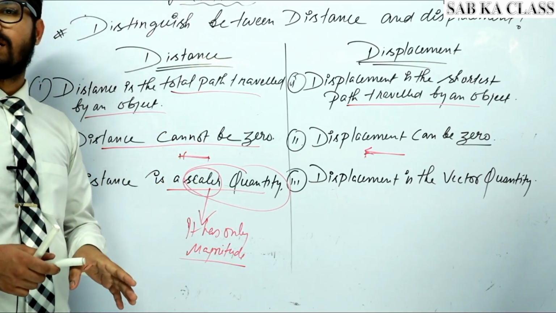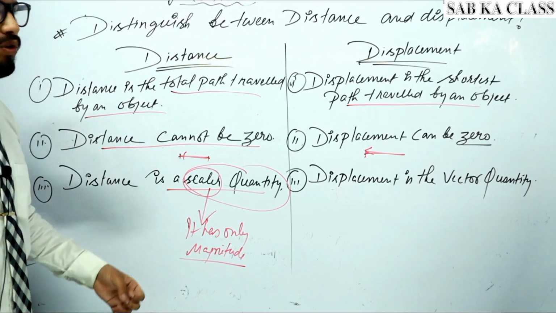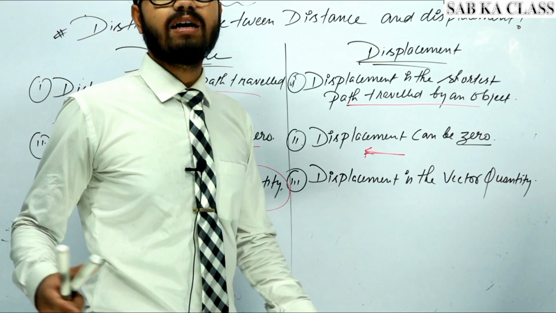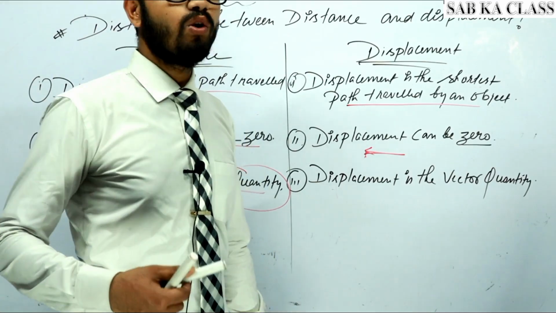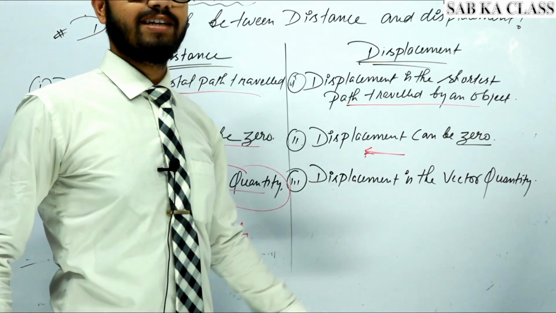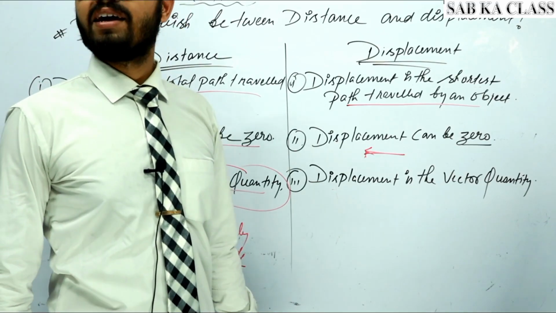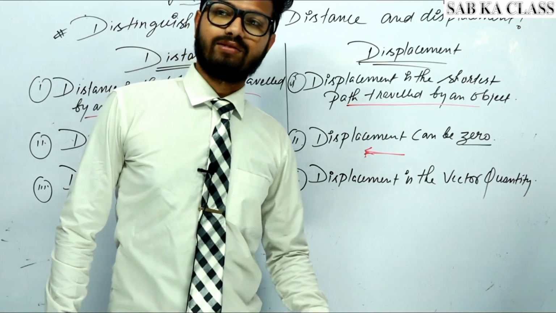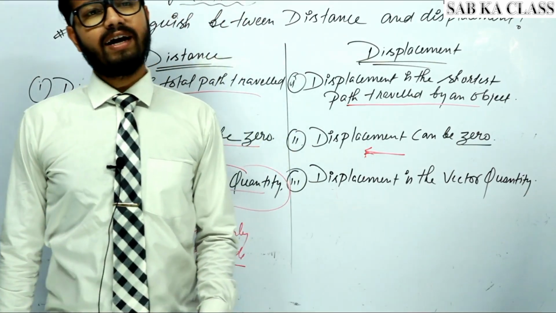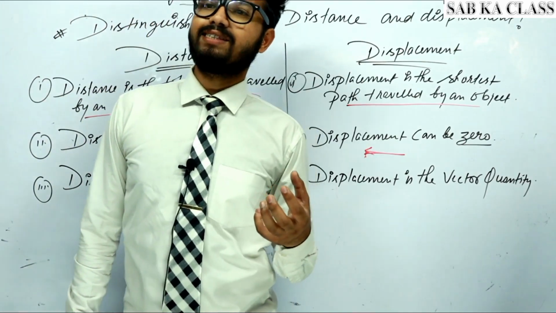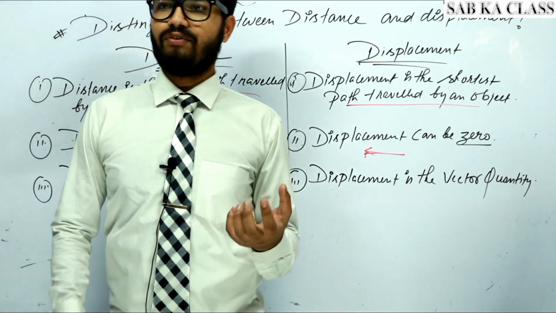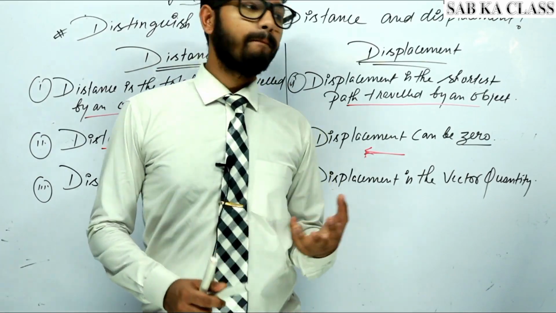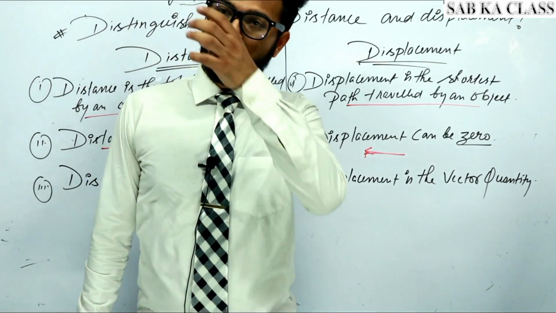Something that can be measured. For example, if I ran 2 kilometers, what is that? A scalar quantity. I only told the amount. But if I say 2 kilometers in each direction, what is it? It is a vector quantity, because I have mentioned the amount with direction also. Any quantity which has magnitude as well as direction is called a vector quantity.